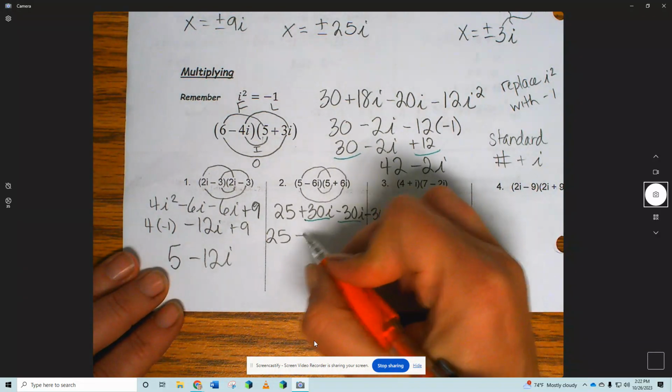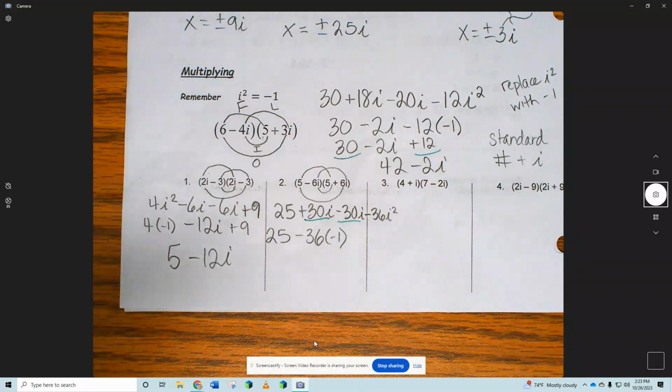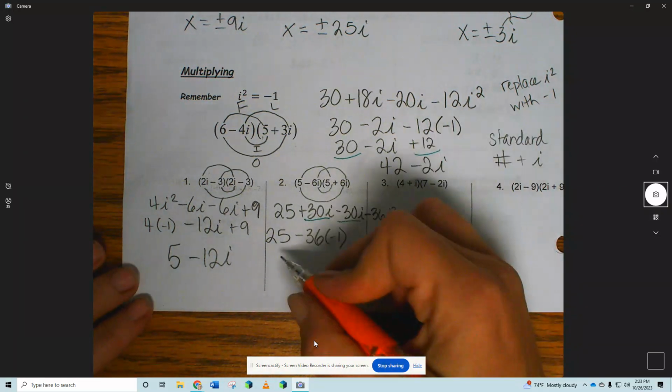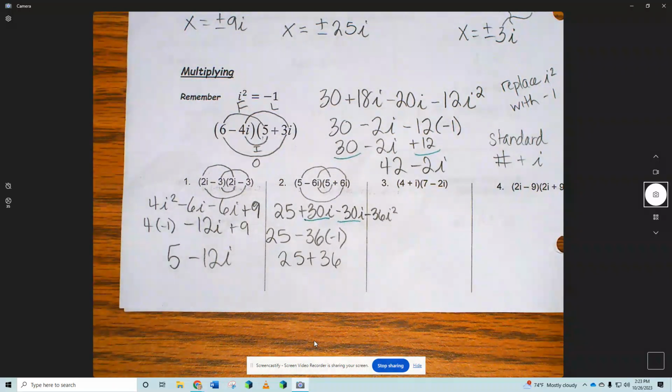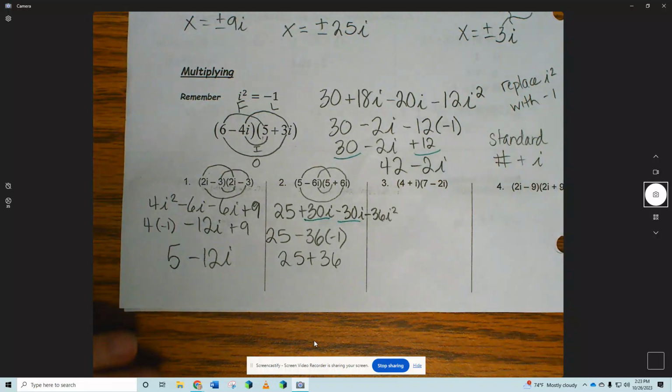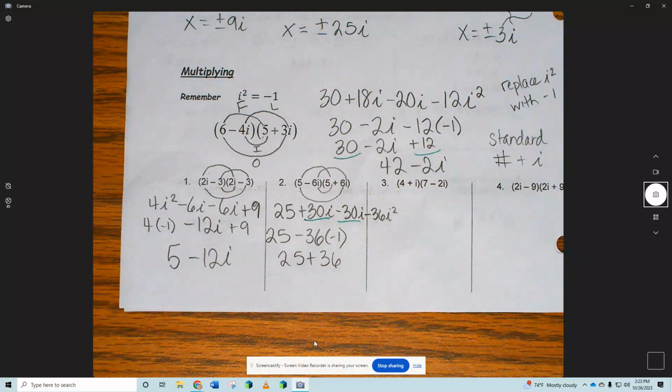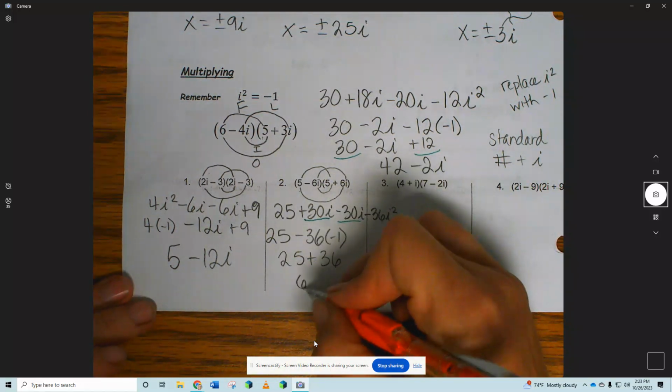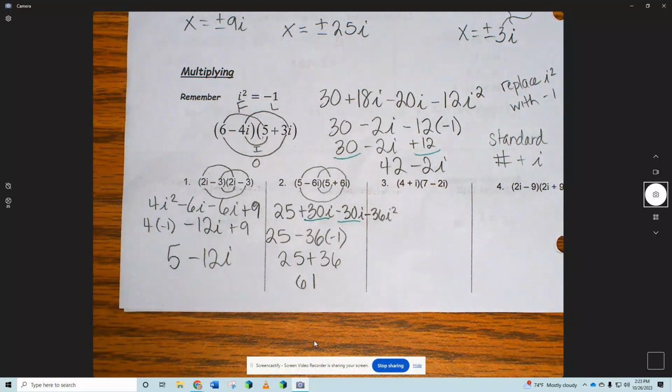25 minus 36 times negative 1. Replace the i squared with negative 1, please. Okay. Then 25 plus 36, yeah? And I get what? 61. Okay. So 3 and 4 are going to be group work, table work with the people that you're sitting with.